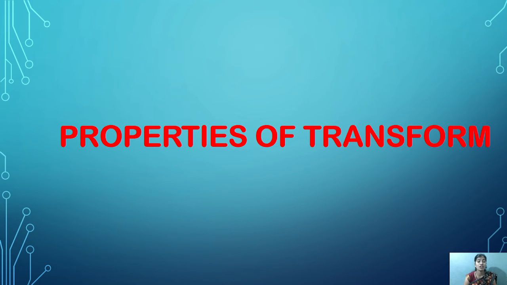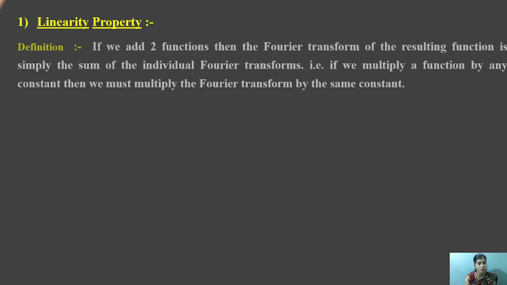Then the properties of the transform. How do we define these properties? These properties are of only two types: first is the linearity property and second is the similarity property. Then what is meant by the linearity property?